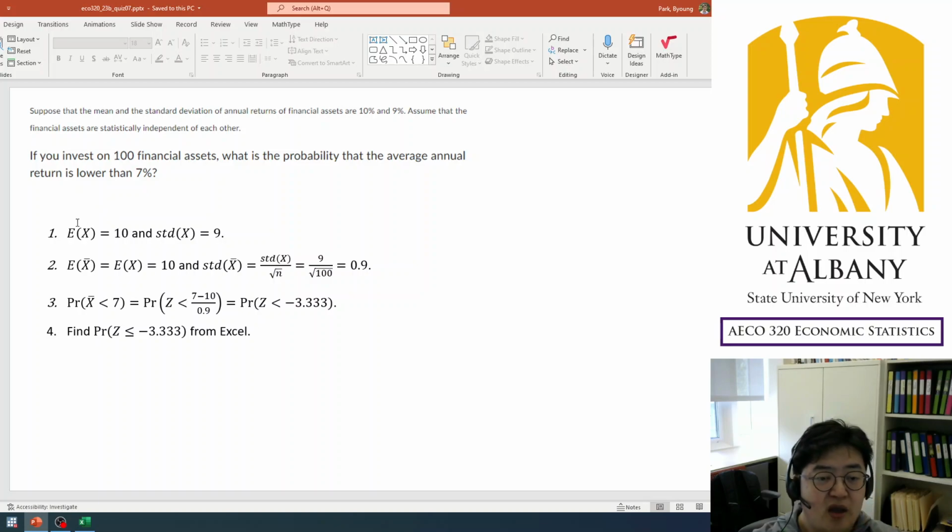Same steps. For a single asset, the mean is 10, standard deviation is 9, and for the sample average of 100 assets, the mean is the same, the standard deviation should be smaller, divided by the square root of 100, so the standard deviation is 0.9. Use these numbers to standardize X bar into a standard normal distribution. So the probability that X bar, the sample average return, is smaller than 7% equals the probability that Z, standard normal distribution, is smaller than 7 minus mean over standard deviation. And if you calculate that, it is minus 3.33.